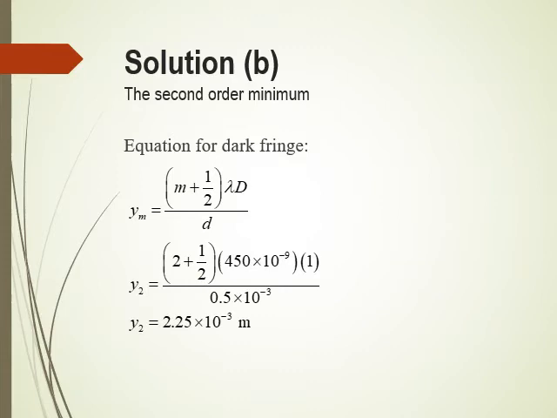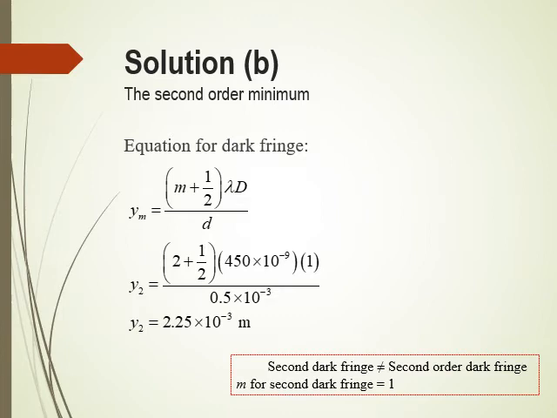Again, just a quick revision. When it comes to dark fringe, second dark fringe is not the same as second order dark fringe. If the question gives you second dark fringe, then the order m would be equal to 1.